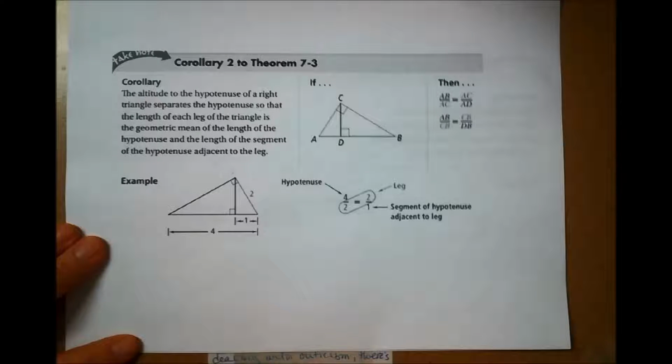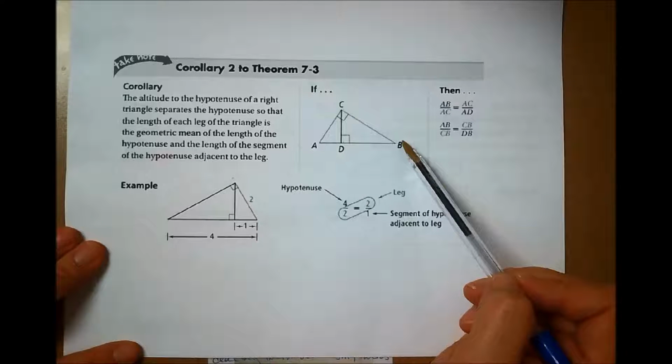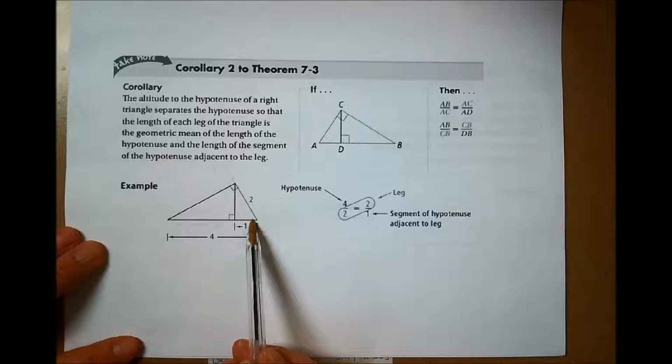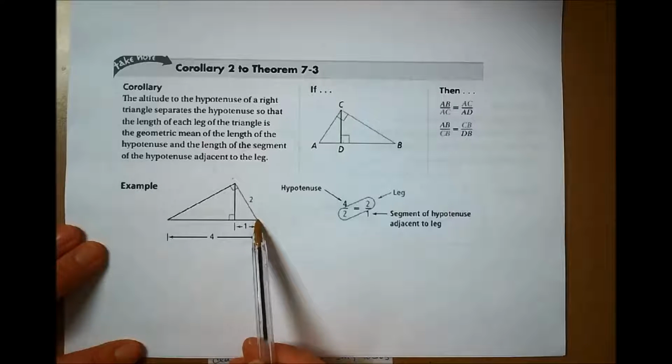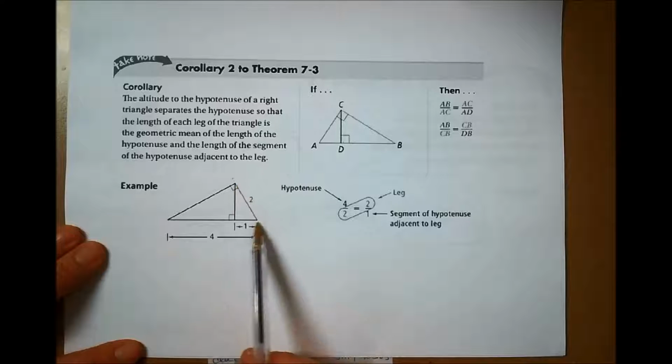So the altitude of the hypotenuse of the right triangle separates the hypotenuse, so the length of each leg of the triangle is the geometric mean of the length of the hypotenuse and the length of the segment of the hypotenuse adjacent to the leg. What that means is you have the section of the hypotenuse closest to the leg that you want to find the answer to, and the length of the whole hypotenuse, and this is the geometric mean.